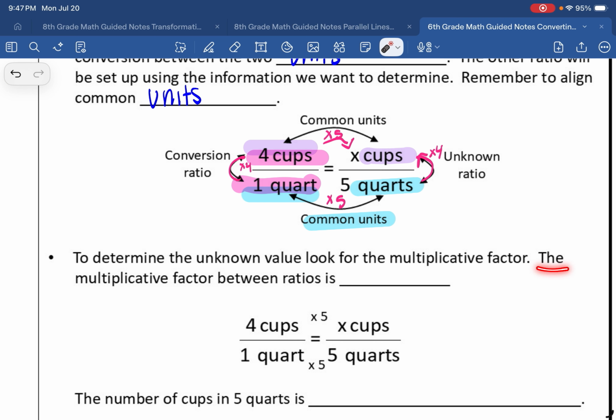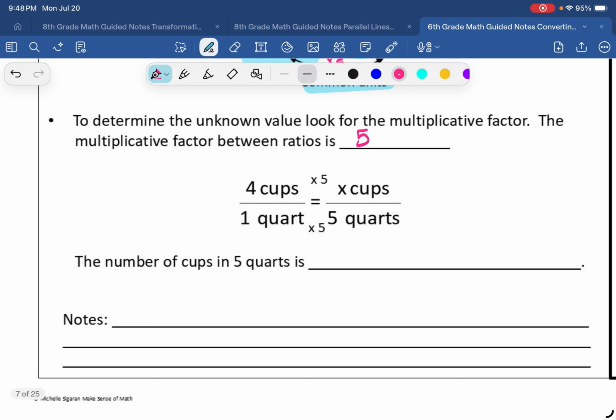In this case, the multiplicative factor between ratios, so between this ratio and this ratio, is 5. To find the number of cups in 5 quarts, I'm going to multiply 4 times 5, and that gives me 20. So there are 20 cups in 5 quarts.